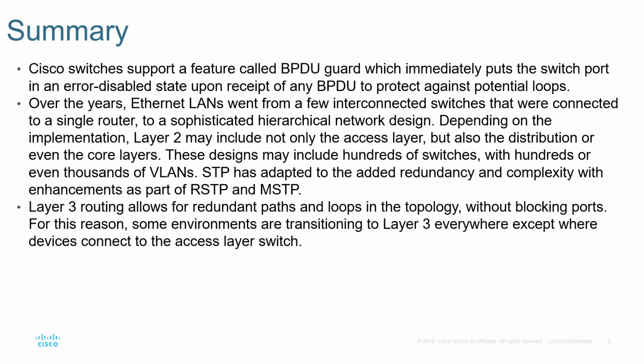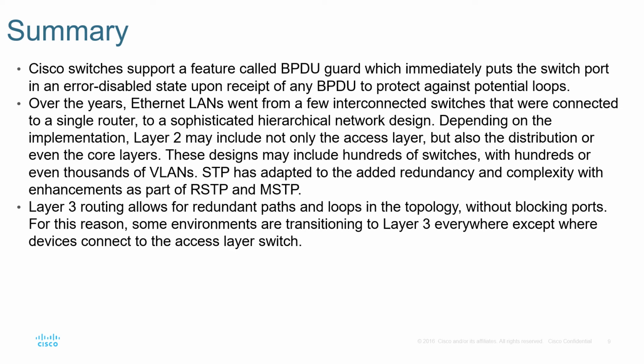And Cisco switches support a feature called BPDU guard, which immediately puts the switch port into an error-disabled state upon receipt of any BPDU to protect against potential loops. Over the years, Ethernet LANs went from a few interconnected switches connected to a single router to a sophisticated hierarchical network design. And depending on the network implementation, layer 2 may include not only the access but also the distribution or even the core layers.